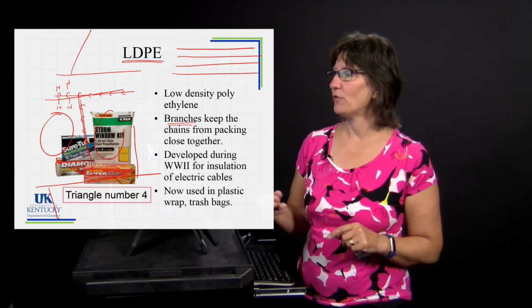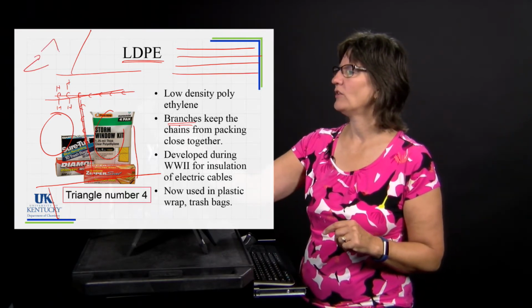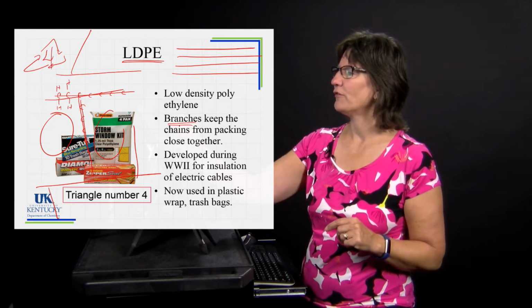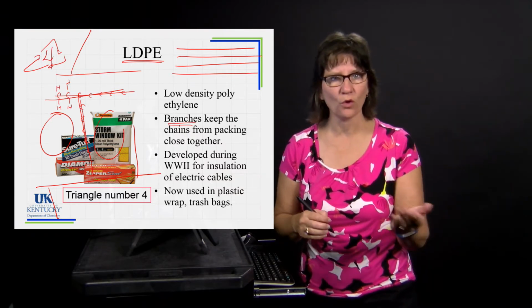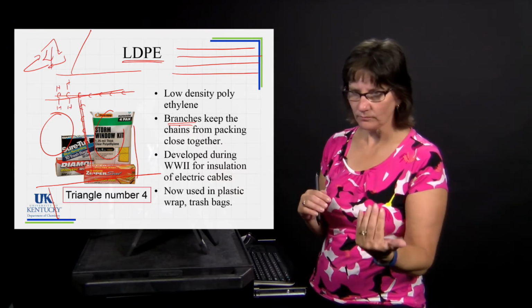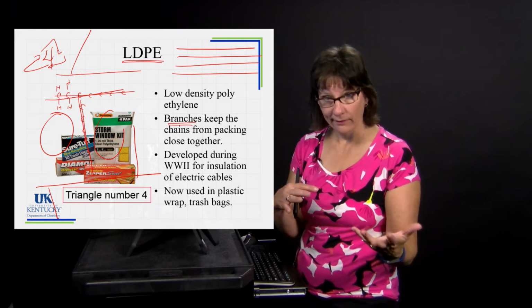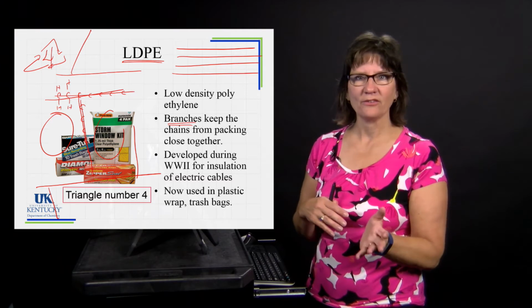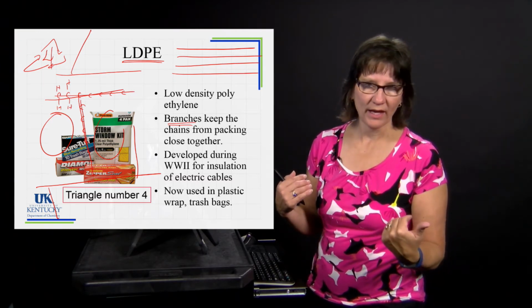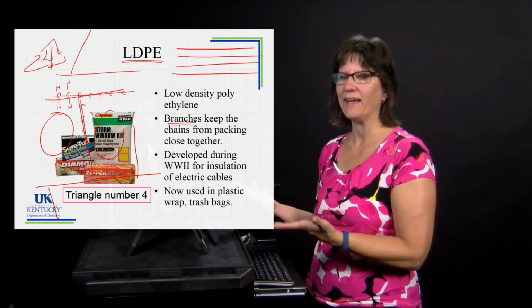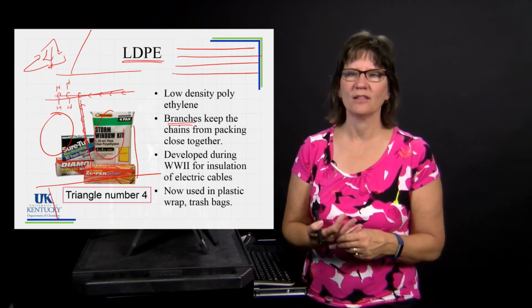It's going to have that number 4 in the triangle. So when we have our little recycle triangle, it's going to have the 4 in it. So if you see anything with a 4 on it, you know that it is this low density polyethylene. Here where we live right now, there's some plastics that our recycling company will take and some plastics that it will not take. I don't believe it will take this number 4.